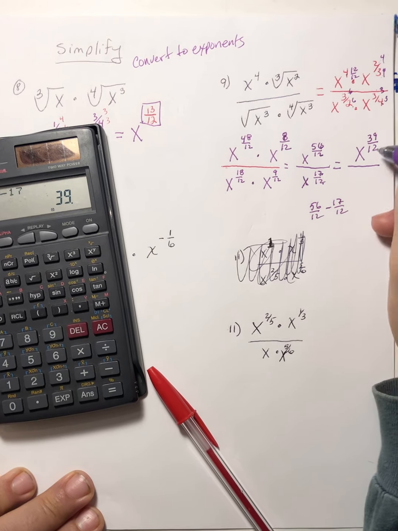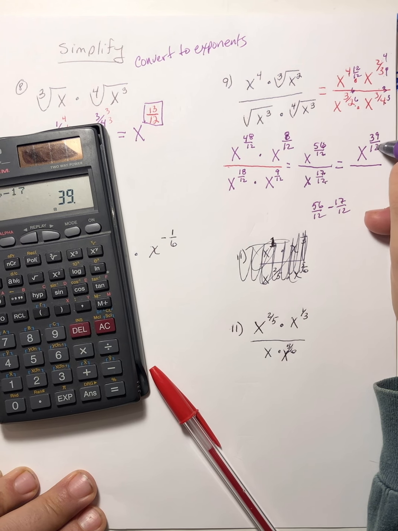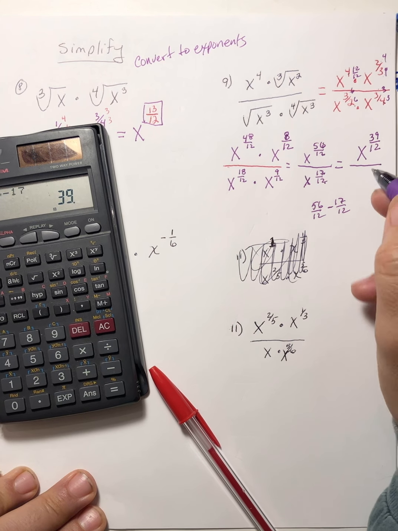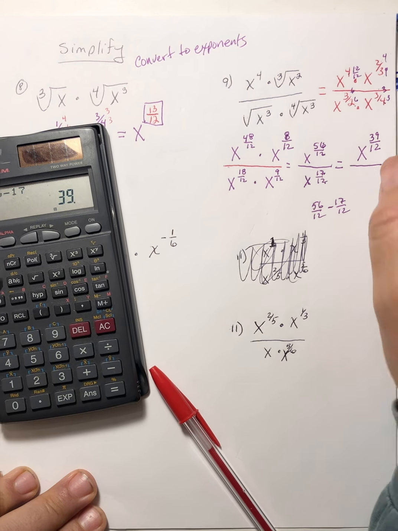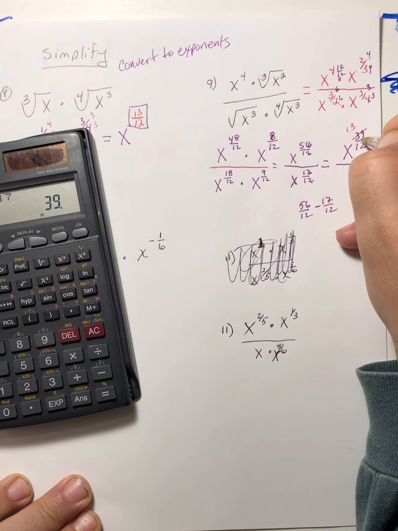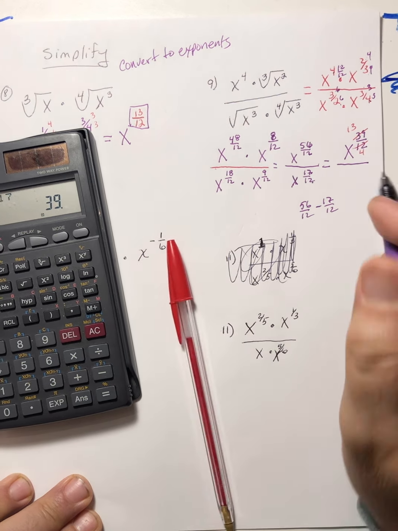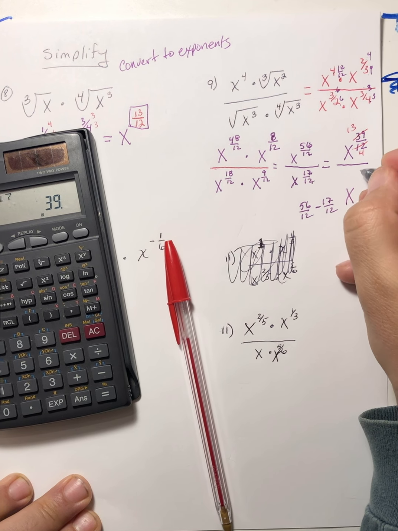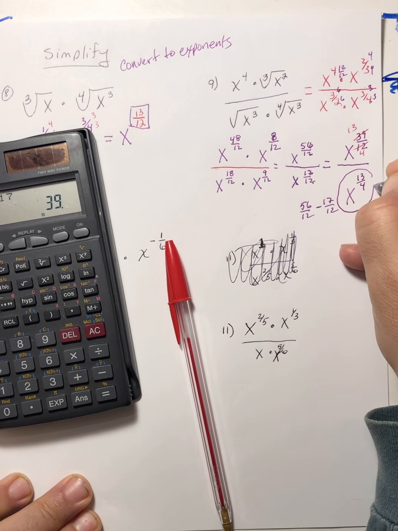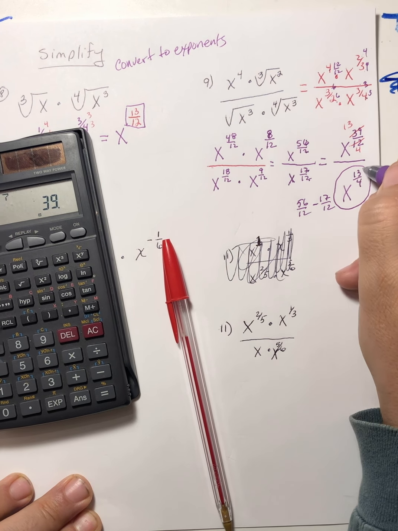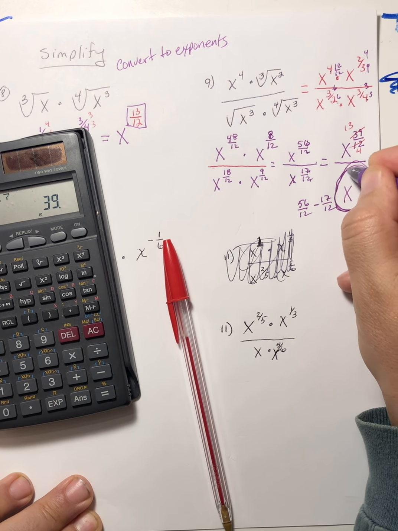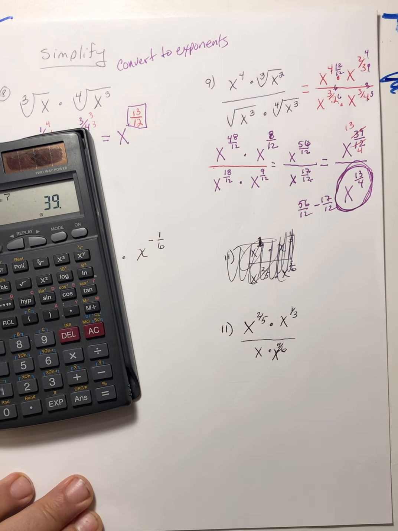Now, the only thing is we've got to reduce. Is there a number that goes into 39 and 12? Actually, there is. 3 can go into both. So 3 goes into 39, 13, and 3 goes into 12, 4. So we have a final answer of x to the 13 over 4. Okay? That's our final answer. Gotta always reduce your fractions when we're done.